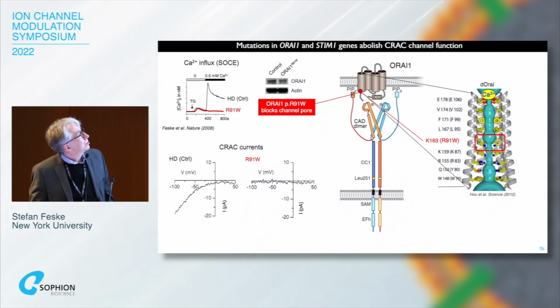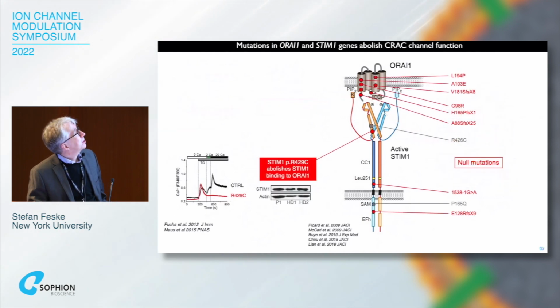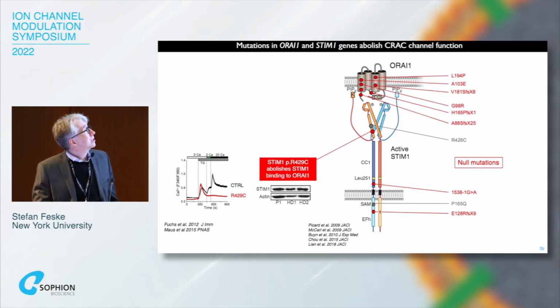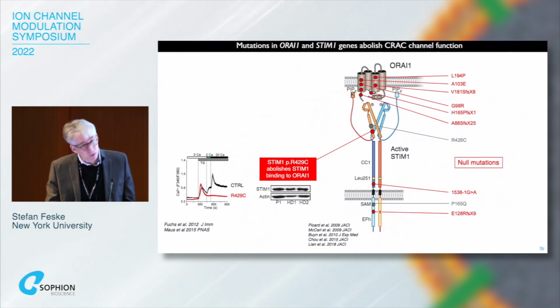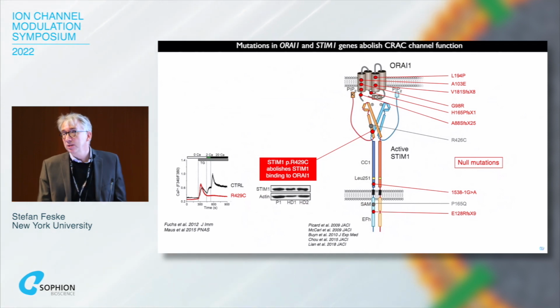And again, I'm not going to go into detail, but over the years we have identified many mutations in Orai channels, mostly in the transmembrane domain, that don't abolish protein expression but function. And we also identified mutations in the activator STIM1 in patients. Some of them abolish protein expression, but in this case, this R429C mutation, calcium influx is gone, but the protein is here. So what this mutation and others do is they interfere with the binding of STIM1 to the CRAC channel and thereby inhibit its function.